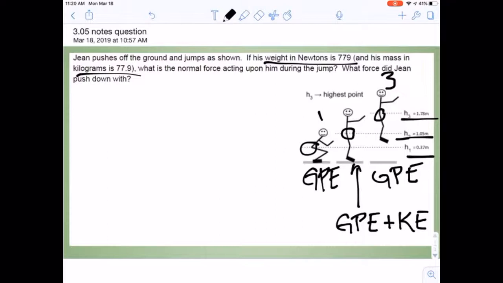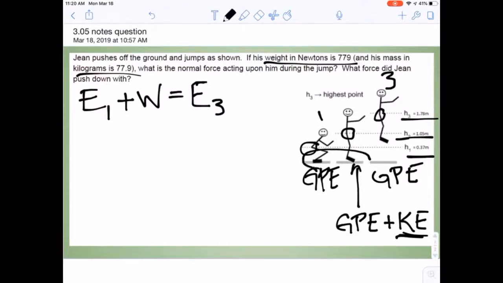So what we're going to start with is E1 plus W equals E3. And again, we're using E1 and E3 because we don't know how fast he's going at point 2, so we cannot calculate this KE part. But what we should know is that normal force only exists when his feet are touching the ground, and there's nothing here. There's no normal force at point 3. We'll get to that point.